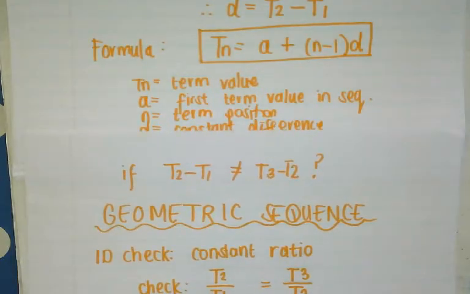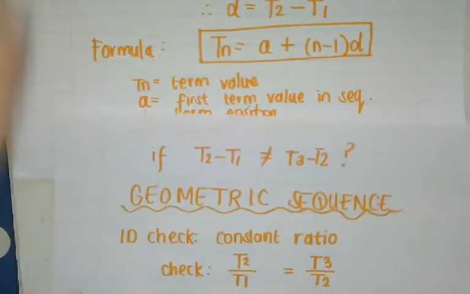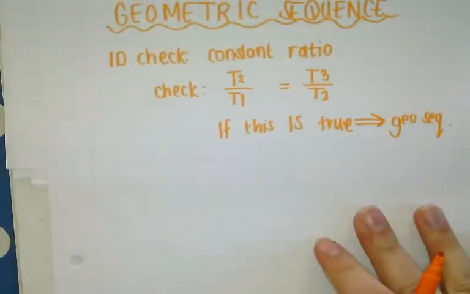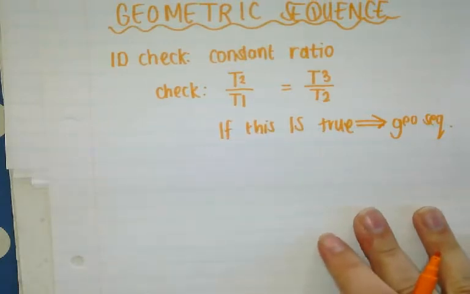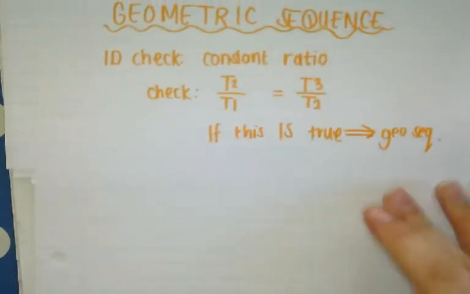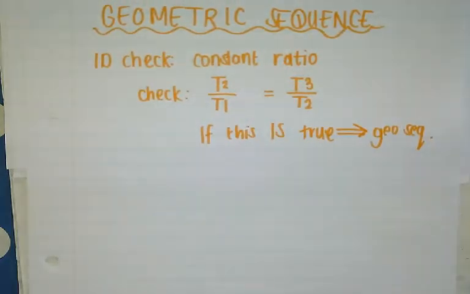Okay, is everyone finished with the arithmetic notes? Taking it off of the screen so you can see this in full. So we're checking the constant ratio. We calculate T2 divided by T1, calculate T3 divided by T2, and compare those answers. If they are the same, we have a geometric sequence.